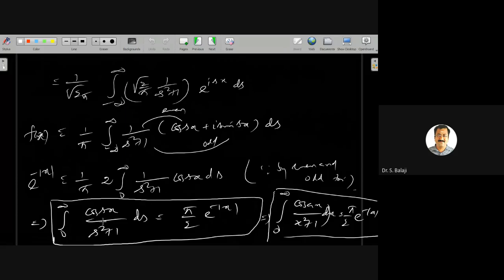The question is: what is the value of the integral 0 to infinity cos sx by s square plus 1 ds? Here there is no substitution we require. Directly you substitute here, cos sx by s square plus 1 ds. So that is equal to, we are getting, pi by 2 e power minus mod x.